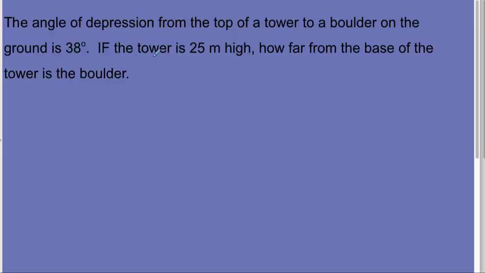The angle of depression from the top of a tower to a boulder on the ground is 38 degrees. So here I have a tower. Okay, there's my tower. I know some of you are going to want to draw those pictures really pretty. And here's a boulder on the ground. There's my tiny little boulder. The angle of depression from the top of the tower, so up here, to the boulder is 38 degrees. So I'm going to draw a line to the boulder.